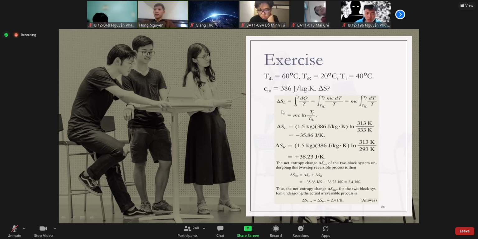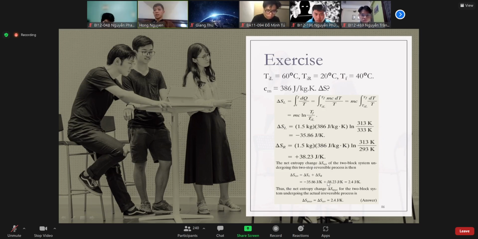Here, firstly, we apply the change in entropy for our copper block on our left. And here we apply the change in entropy for our block on our right. And the net change in entropy is this one. Actually, it's the sum of the two changes in entropy.